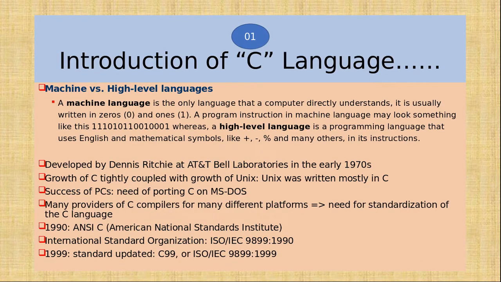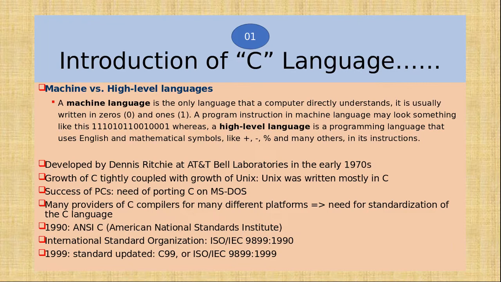Okay, our first topic is introduction of C language. In this topic, we try to understand C language and its history. First of all, we try to understand what is machine language and high-level language. A machine language is the only language that a computer directly understands. It is usually written in zeros and ones. High-level language is a programming language that uses English and mathematical symbols.